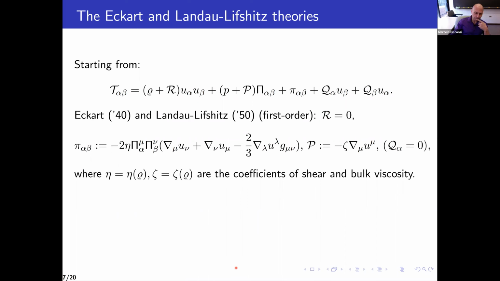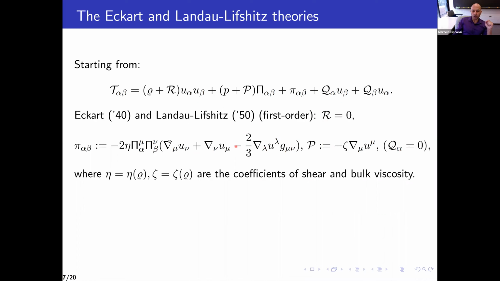The first example of a relativistic viscous fluid theory goes back to Eckart in the 40s, and soon after also by Landau-Lifshitz in the 50s. Their theory is a first-order theory defined as follows. We set the viscous correction to the density equal to 0, and then the viscous shear stress and the viscous correction to the pressure are given by these expressions. So these expressions are complicated. The details are not important for this talk. I'm just writing here so you can see.